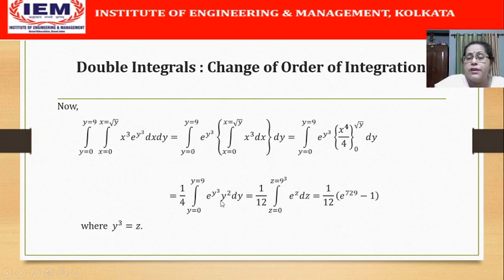How do we do it? I hope everybody remembers. It's a simple substitution you need. So we will substitute y cube equal to z. That gives us 3y square dy equal to dz. That means y square dy will be replaced by dz by 3. And this e to the power y cube becomes e to the power z. So you integrate, put your limits, and your answer is now 1 by 12 times e to the power 729 minus 1.